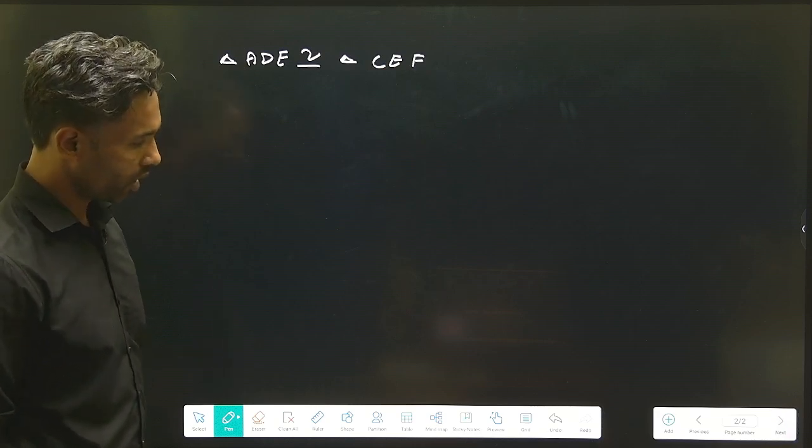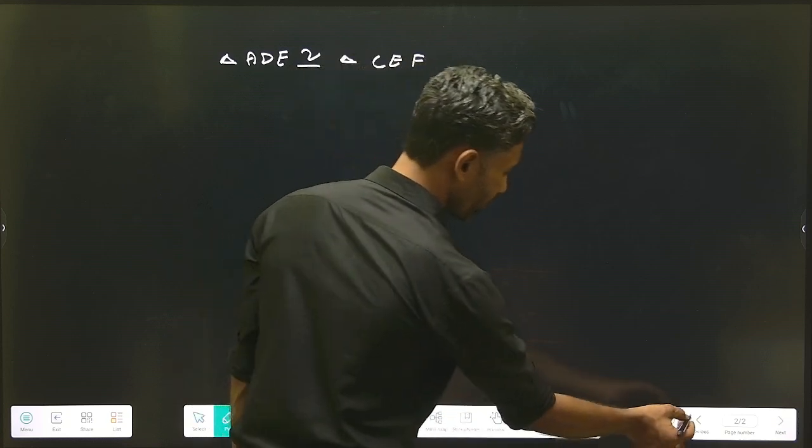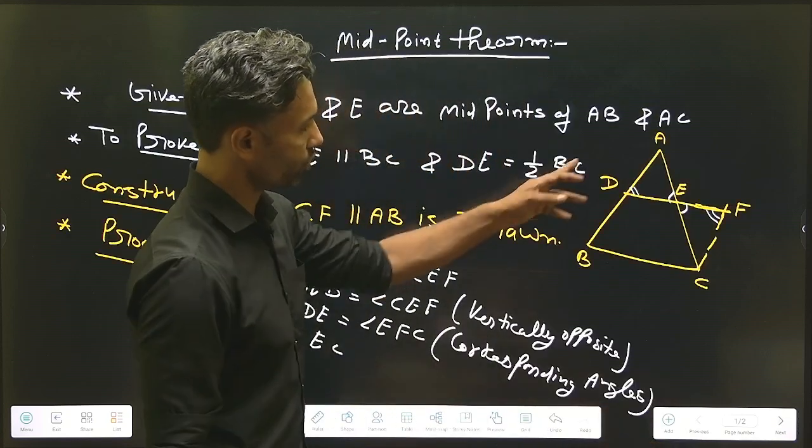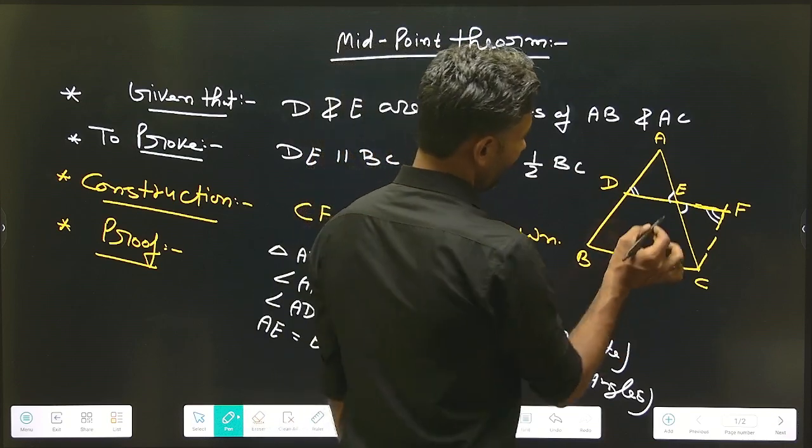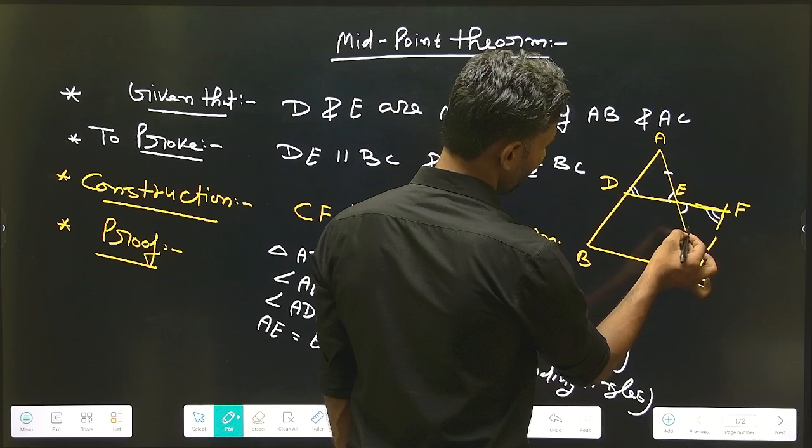Now we can say that if these two triangles are congruent, so I can say that AE is already equal to EC.